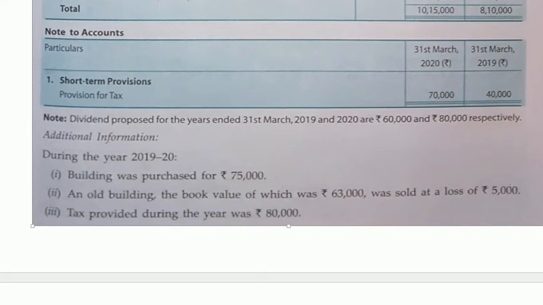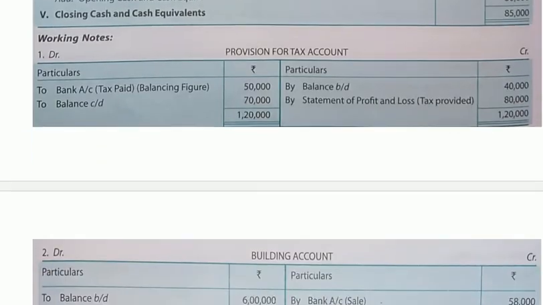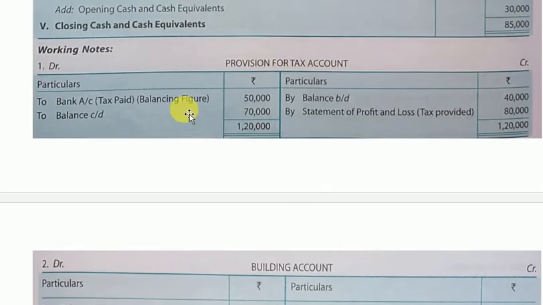So let us see the provision for tax ledger which has been drawn here. Provision for tax being a liability, it will have previous year figure in the credit side by balance BD 40,000. This is previous year 2019 amount as an opening balance because it's a liability, and the current year balance CD 70,000 is a closing balance which is for 2020. So we put these two amount as previous year and current year amount.